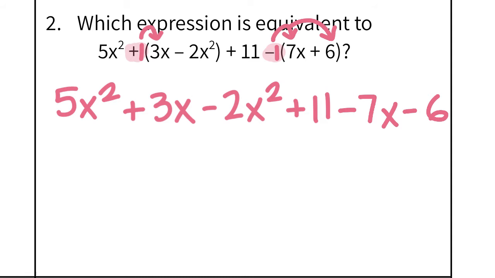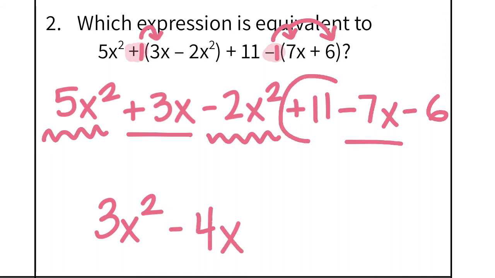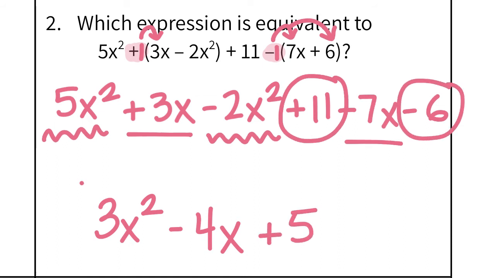We're one step closer, but now all we have left to do is combine our like terms. I noticed that 5x squared and -2x squared are like terms because they both have x and they have the second power. So 5 minus 2 gives me 3x squared. Then I have positive 3x, and the other term I have is -7x. Combining those will give us -4x. And then last, 11 minus 6 gives me positive 5.